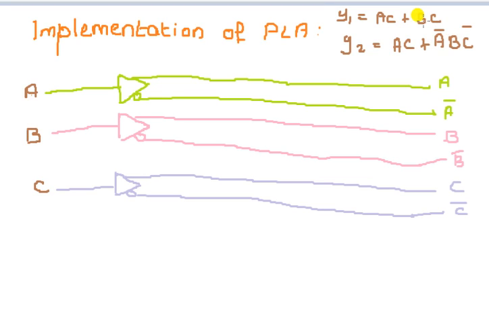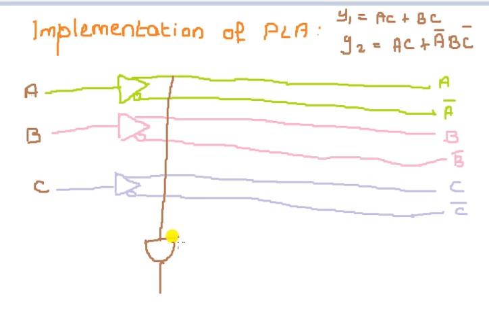So, the number of programmable AND gates should be the number of product terms. So, the required number of programmable AND gates in this example is 3. Now, let us understand how to program this PLA using the Boolean function. From the first AND, we want to get AC. The first product term is AC. From the inputs A and C, we have to choose an AND gate.